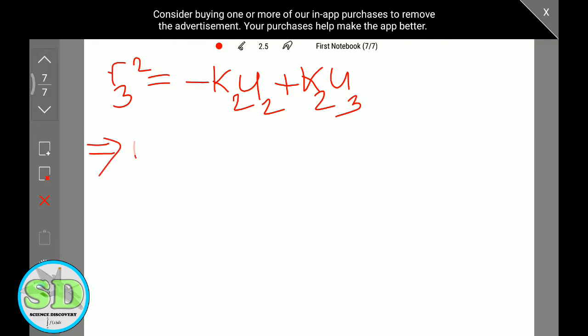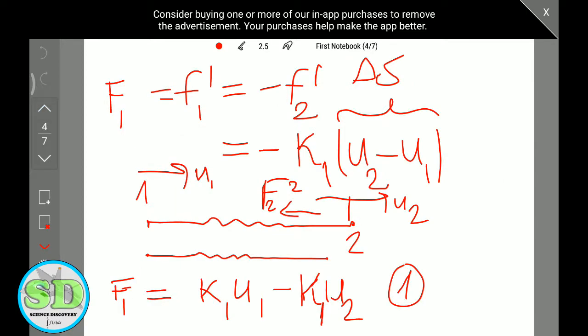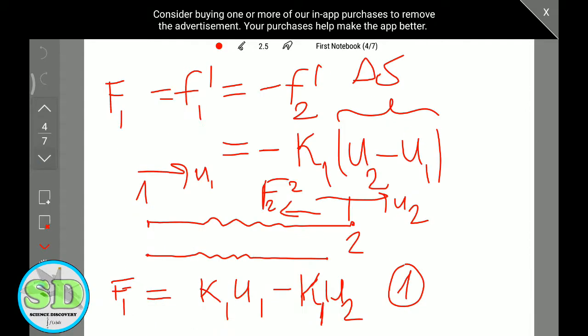Then external force F2 equal F21 plus F22. Look at this F21: F21 equals minus F11, and like I mentioned before, F21 equal like this, from equation 1.